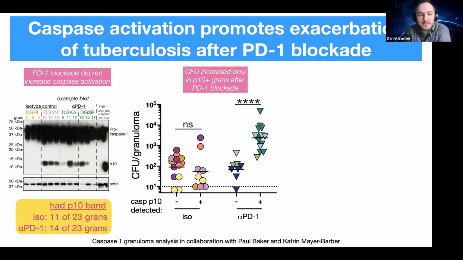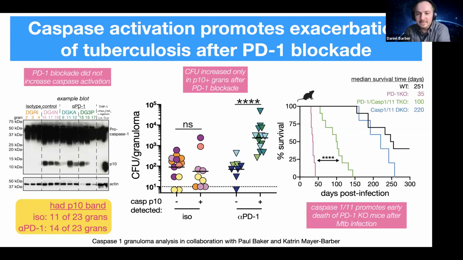In other words, we weren't increasing activation of the inflammasome, but if the inflammasome happened to be activated in that granuloma, PD-1 blockade was more likely to make things worse. At least that was the hypothesis. So we wanted to try and ask if this was really mechanistically linked. So we went back to mice just for this one experiment, and we crossed the PD-1 knockout mice to Caspase 1/11 double knockouts to make triple knockouts.